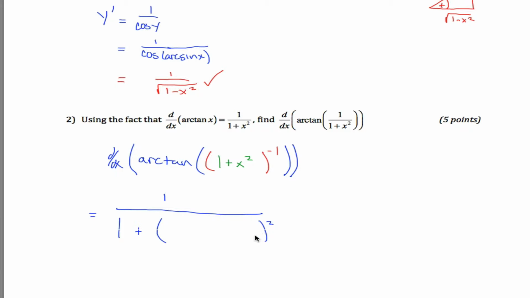But I'm not being asked the derivative of arctangent of x. I'm being asked the derivative of a bunch of stuff. So what I'm going to write is 1 over 1 plus a bunch of stuff squared. And that stuff is just 1 plus x squared to the negative 1 power. Now I've taken the derivative of the blue. I'm not done. I still have to take the derivative of the red and the green.